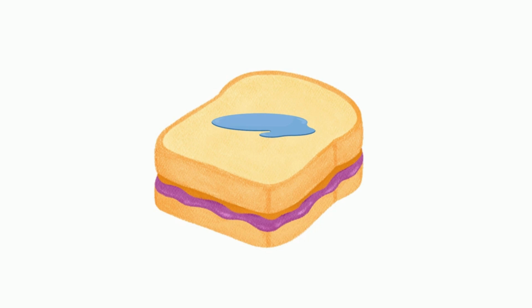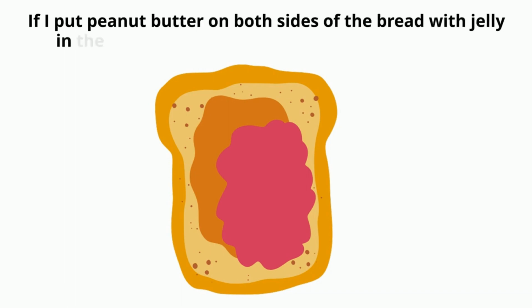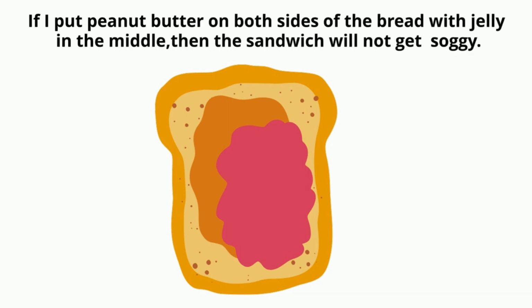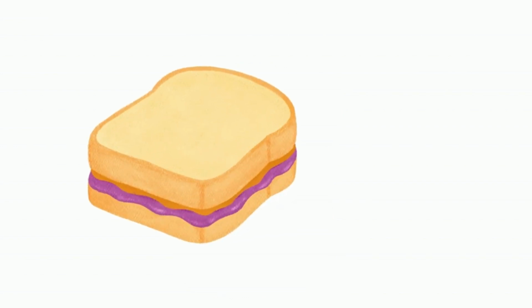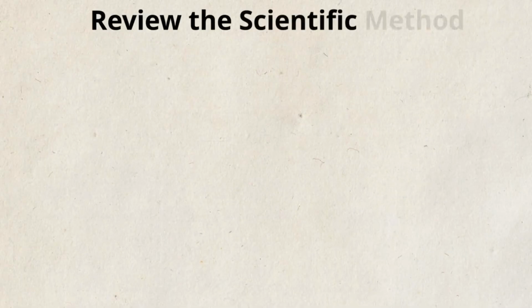After additional research, you propose a new hypothesis. If I put peanut butter on both sides of the bread with jelly in the middle, then my sandwich will not get soggy. At lunchtime, you open your sandwich and discover that your hypothesis held true. The peanut butter acted as a barrier between the jelly and the bread, which caused the sandwich to not become soggy. Let's review the steps of the scientific method as it relates to our example.